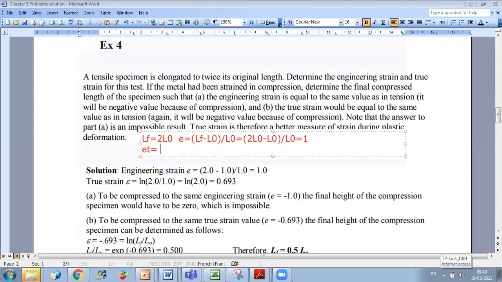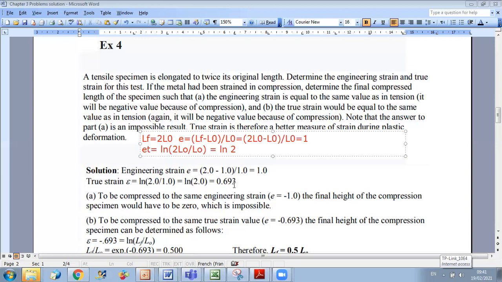is equal to ln of 2L0 over L0, which will be equal to ln of 2. And as you can see, in case of tensile test, the true strain is smaller than the engineering strain. So you get an engineering strain equal to 1 and a true strain equal to 0.69.